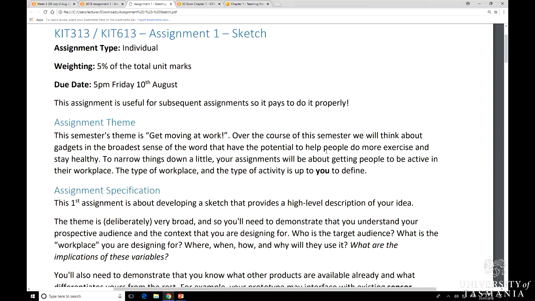So for those of you who don't know, our theme is Get Moving at Work, and I showed this last week. It's pretty broad, and deliberately so, so that you can come up with lots of different ideas. The idea is to get people to do some form of exercise in the workplace.